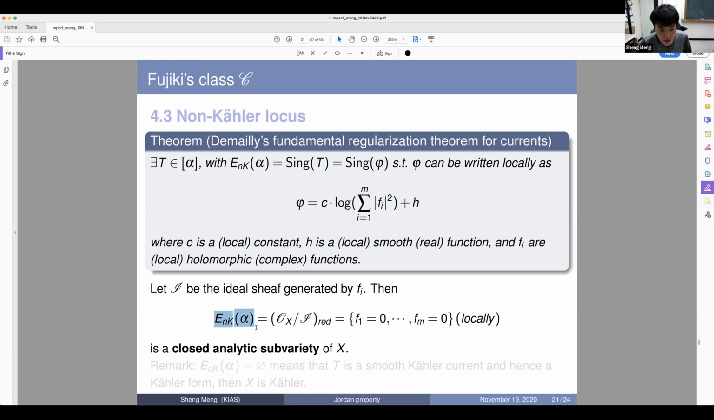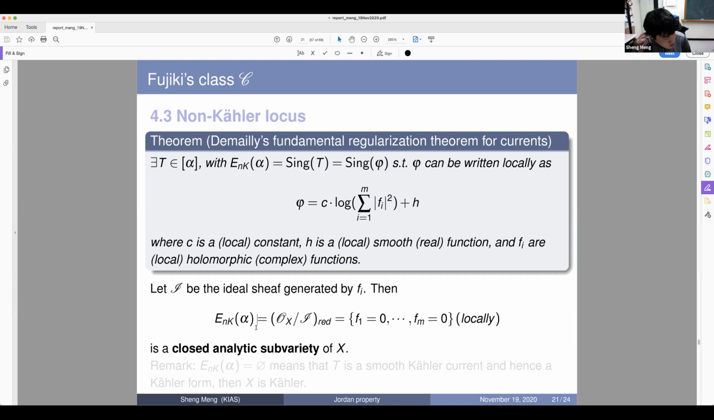Sorry, I have a question. Suppose, for example, your variety is Moishezon. Is it true that your non-Kähler locus is just, maybe you have to take some big divisor and its base locus in some stable sense, right? Yeah, it is just for Moishezon.